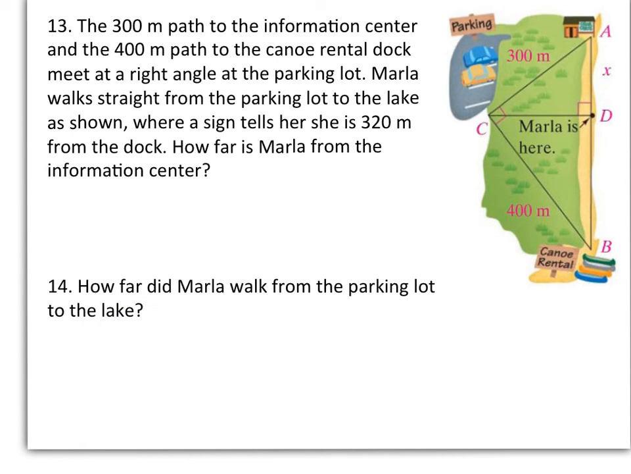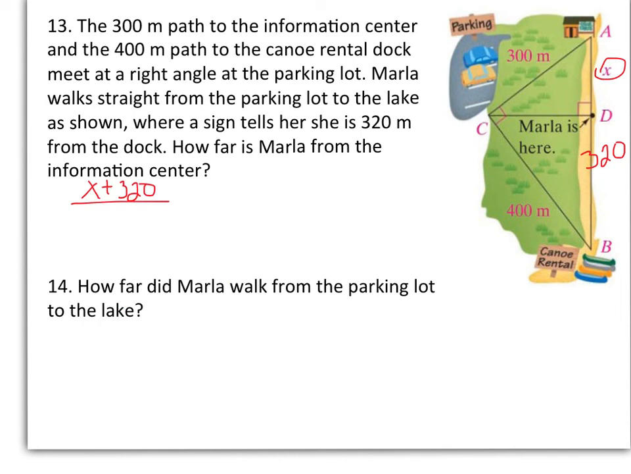Okay, so most of our things are labeled in our diagram, except we have to mark that says she's 320 meters from the dock. Okay, so we want to first solve for x, because we want to know how far is she from the information center. So we notice x is part of our small triangle and the large triangle. And the large triangle is the hypotenuse, but I have to add it with the 320 to get the entire hypotenuse of the large triangle.